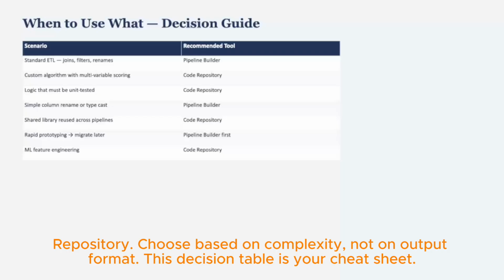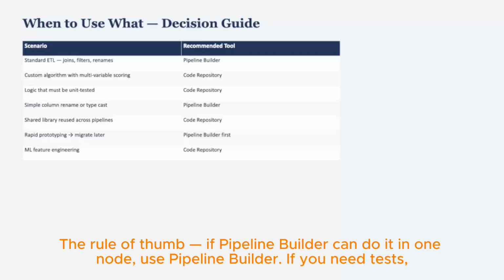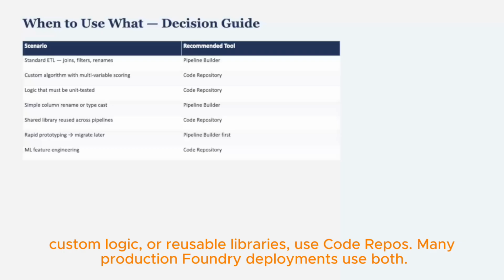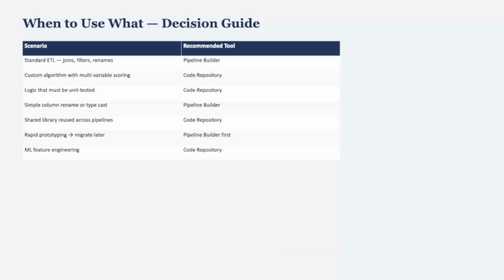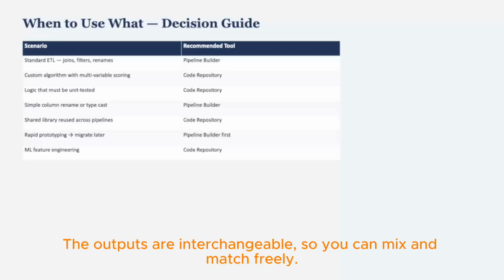This decision table is your cheat sheet. The rule of thumb: if Pipeline Builder can do it in one node, use Pipeline Builder. If you need tests, custom logic, or reusable libraries, use code repos. Many production Foundry developments use both. Pipeline Builder for straightforward data prep, code repositories for complex business logic. The outputs are interchangeable, so you can mix and match freely.